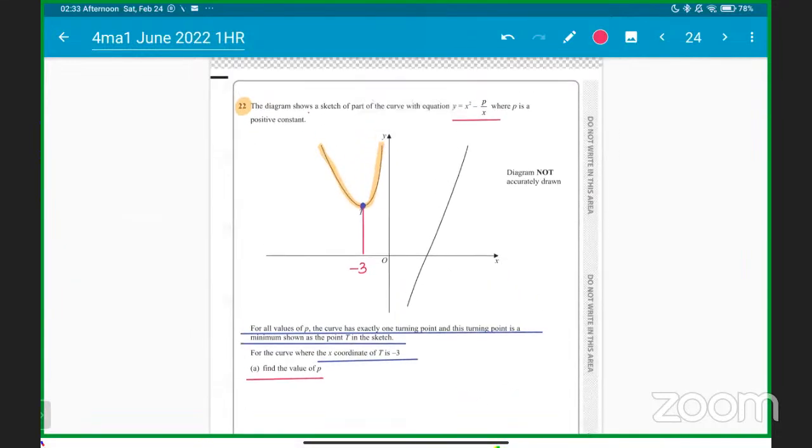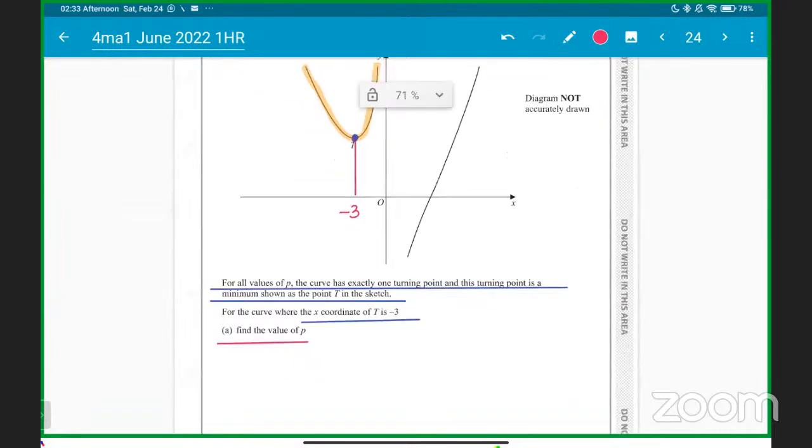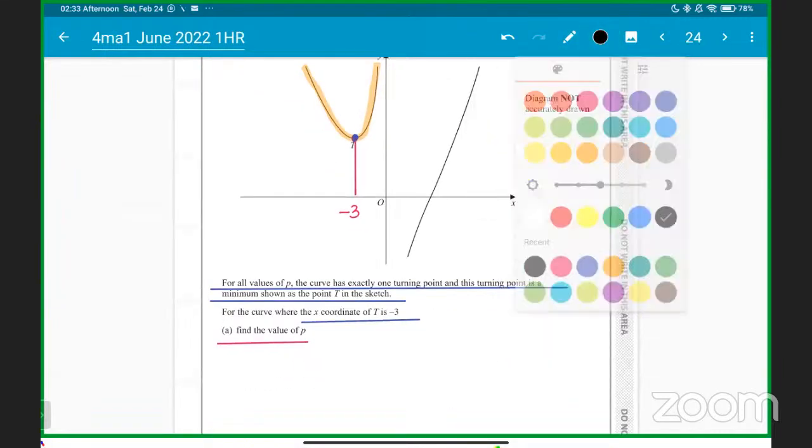Okay, so think about it. Let me know if you get it. As always, there's a calculus question because of the minimum point and turning point, as they're already telling us. So we have to carefully do the differentiation for this.